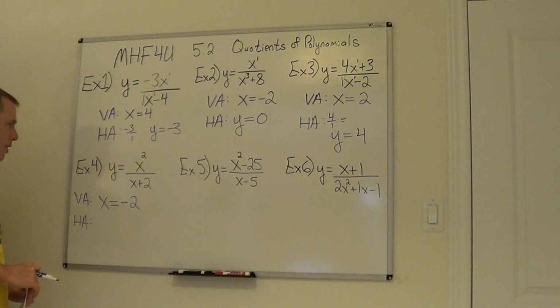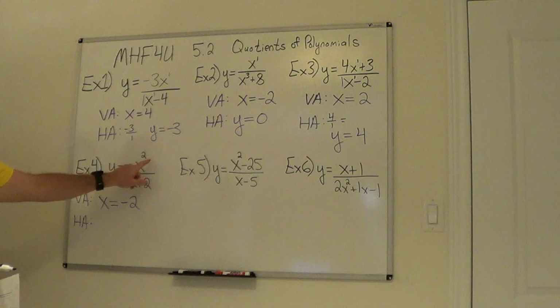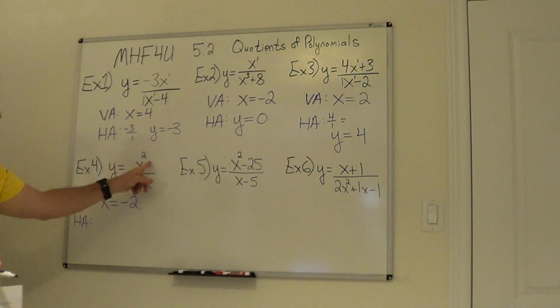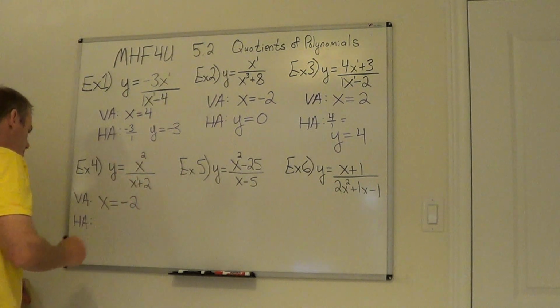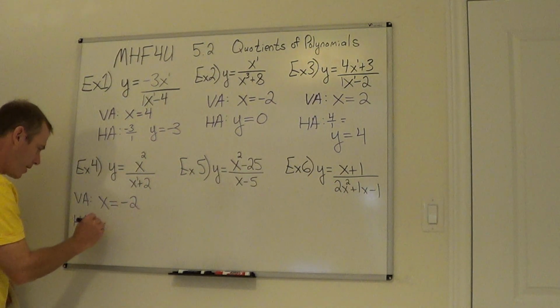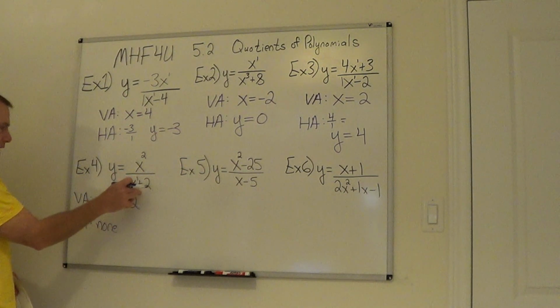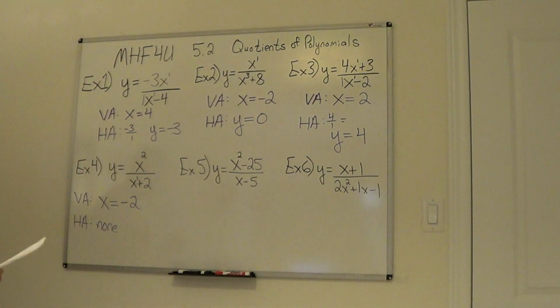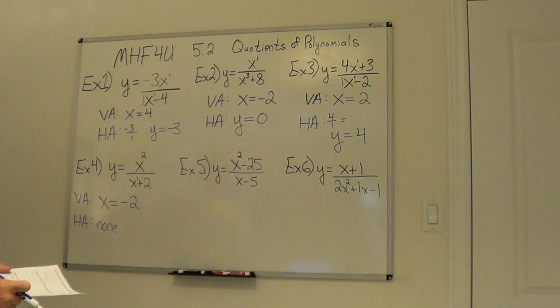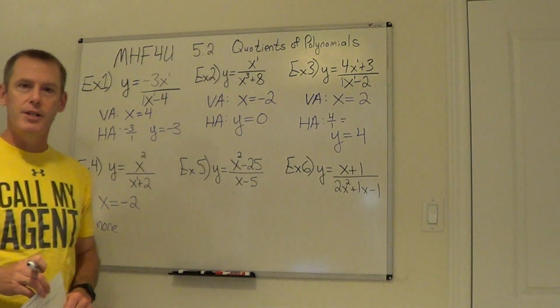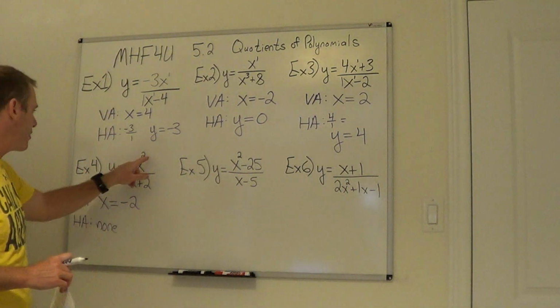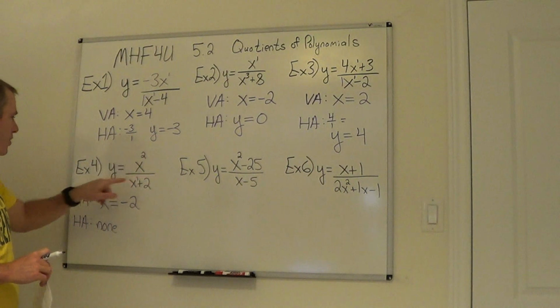Horizontal asymptote. Because the degree of the numerator is higher than the denominator, there is none. The denominator has to be bigger or equal for there to be a horizontal asymptote. But now, we go to our third asymptote, which we haven't had to deal with yet, the oblique. And there is one, because the numerator is 1 degree higher.